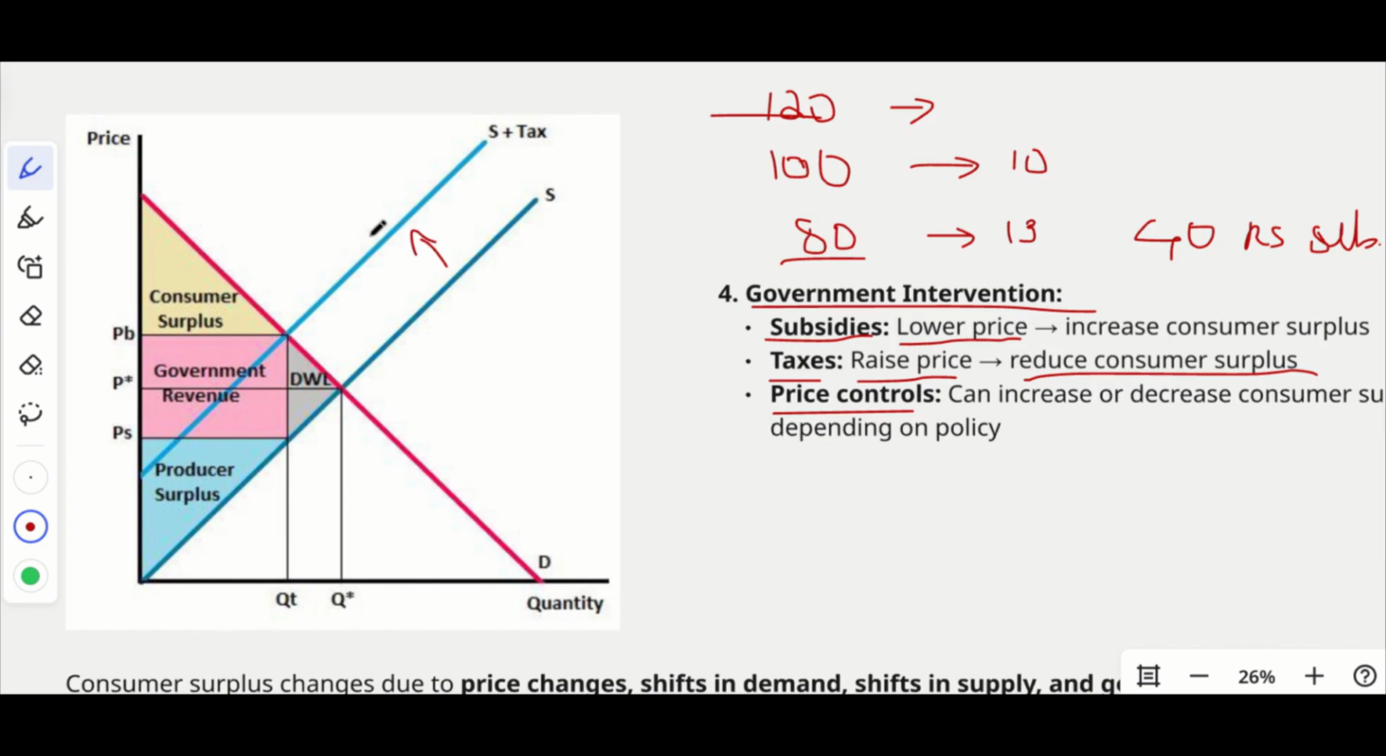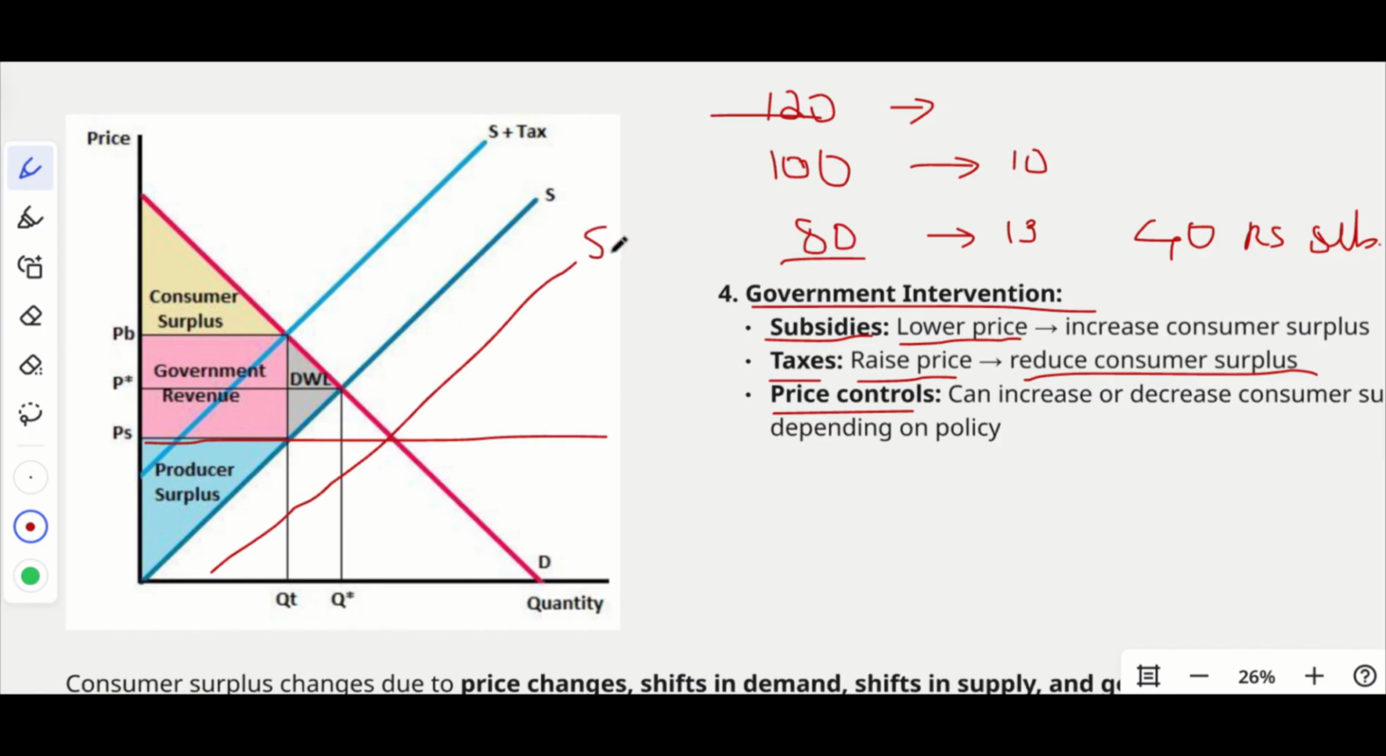So as a result, what is happening? This was the initial consumer surplus, but now it has reduced to this much. This part will be the government's revenue, and this part will be the deadweight loss or welfare loss. At the same time, if subsidies are provided, what will happen? The price will fall, right? Let's take it as a price change. As a result, the supply curve will also shift right. This will be our new supply curve with the subsidy.